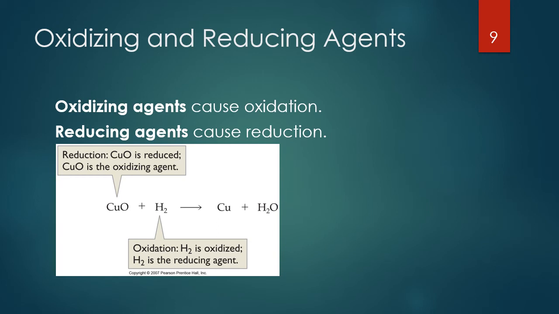So now let's look at oxidizing agents and reducing agents, because you also need to label which one was the oxidizing agent and which one was the reducing agent. So oxidizing agents cause oxidation. What that means is whichever substance was reduced, whichever substance gained electrons, it gained those electrons by oxidizing the other substance. So the substance that was reduced is the same as the oxidizing agent. The substance that was oxidized is the reducing agent.